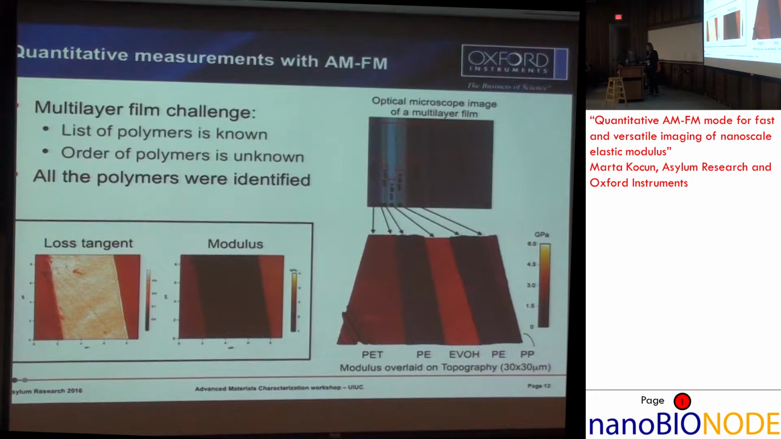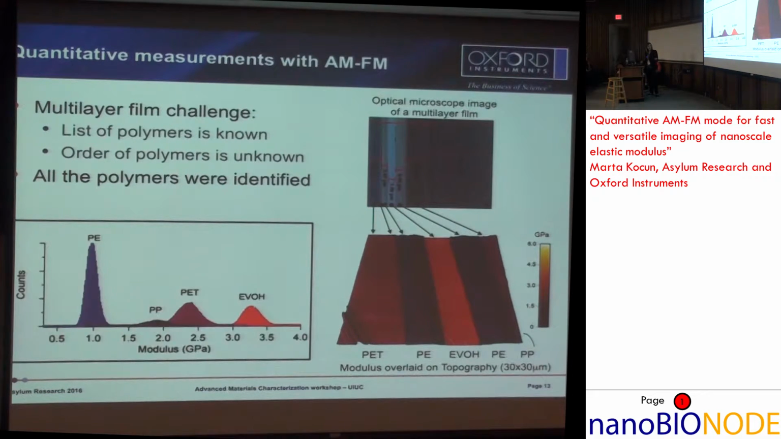The way we analyzed this is that we first took a reference sample of a polystyrene thin film, imaged it, and then imaged this sample, and we were able to separate all of the components of this film and get some relative moduli out of this. That's very interesting because it's a pretty small range, and it's not necessarily easy to differentiate between these polymers.